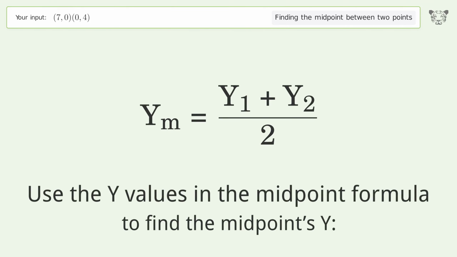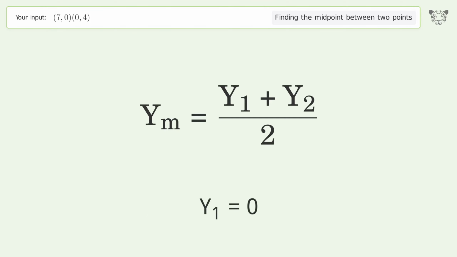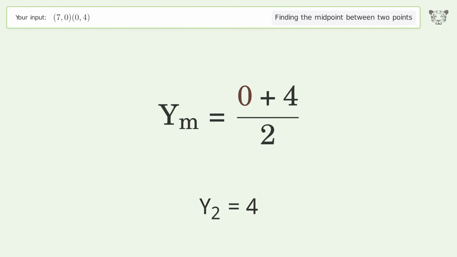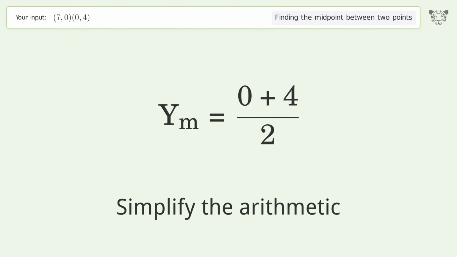Use the y values in the midpoint formula to find the midpoints y. y1 equals 0. y2 equals 4. Simplify the arithmetic.